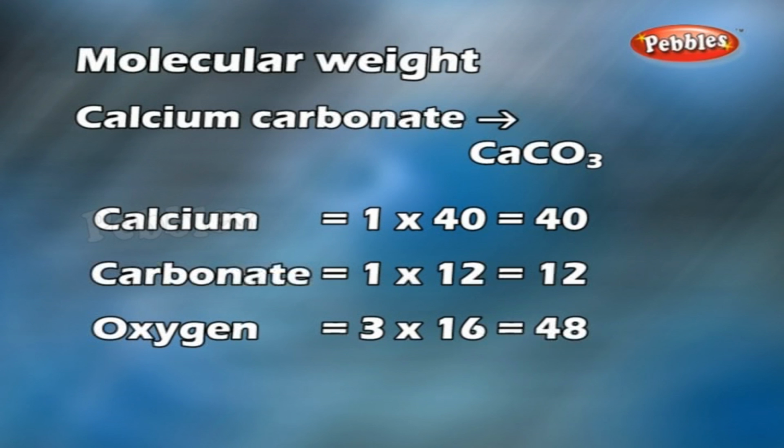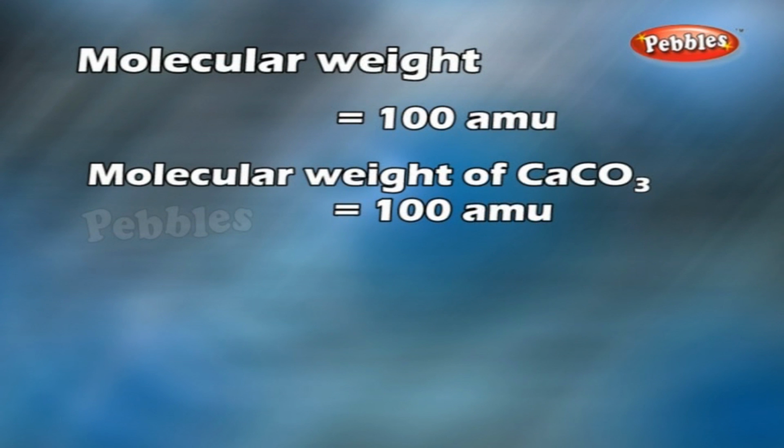CaCO3. Weight of one atom of calcium equals 1 into 40 equals 40. Weight of one atom of carbon equals 1 into 12 equals 12. Weight of 3 atoms of oxygen equals 3 into 16 equals 48. Total equals 100 AMU. Therefore, molecular weight of calcium carbonate equals 100 AMU.